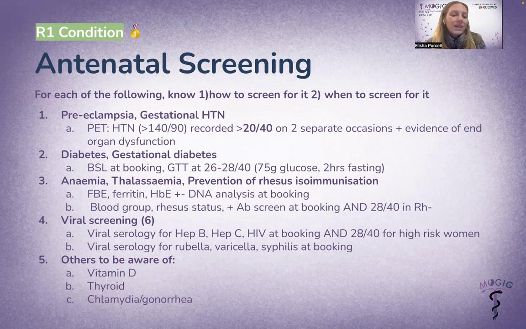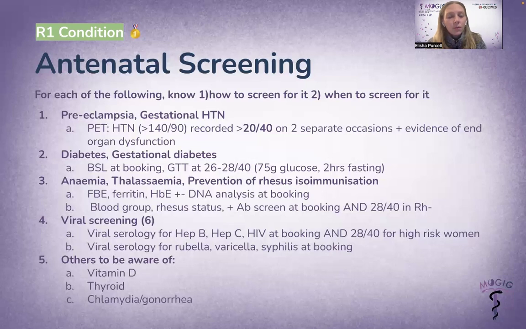Next condition that's really important to be aware of is diabetes versus gestational diabetes. So when do you screen for this? Blood sugar level at your booking visit, and then a glucose tolerance test at 26 to 28 weeks. For the glucose tolerance test, you drink 75 grams of glucose in a drink, and then you get your blood sugar done at 0 hours, 1 hour, and 2 hours. That's that test, very basically.